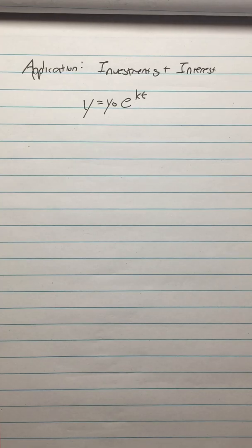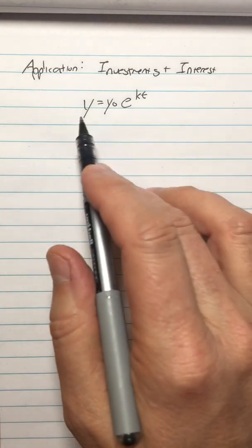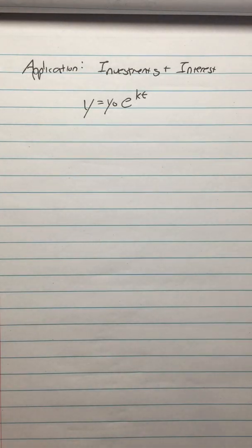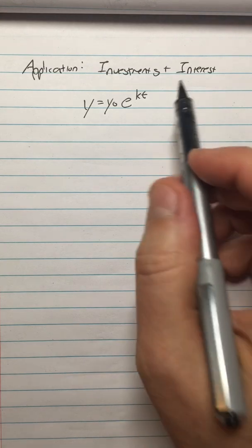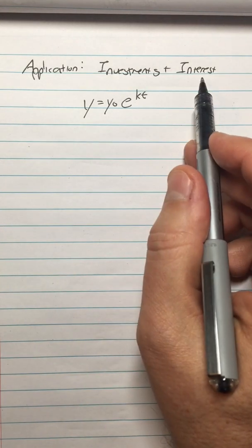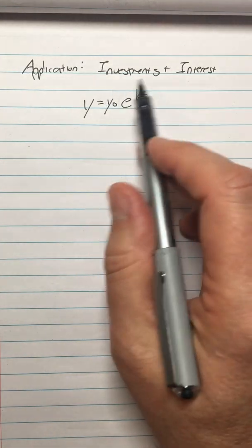So now we'll look at some specific applications that involve working with this equation that we now know. The fundamental idea is that the rate of change is proportional to the amount present. So one place that happens is continuously compounded interest and investments.